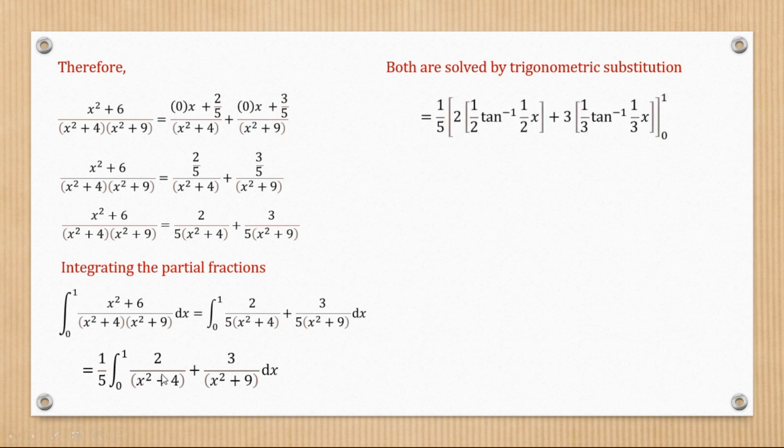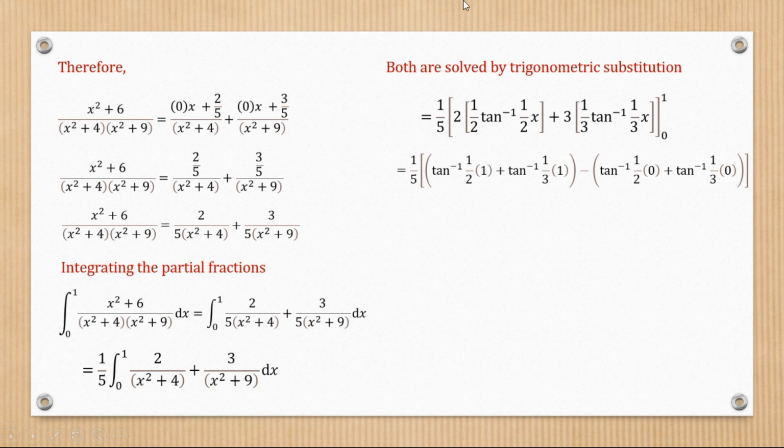So for this side here, we have 2 tan inverse of a half x, and then this we have 3 into a third tan inverse of a third x. But remember, this 1 over 5 is outside, and then we have the limits 1 and 0. Those are very important for you to remember. So next we're going to insert the limits, and then we're going to have those values that have the limit of 1, and then we have those that have 0.